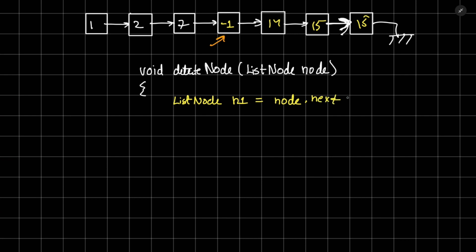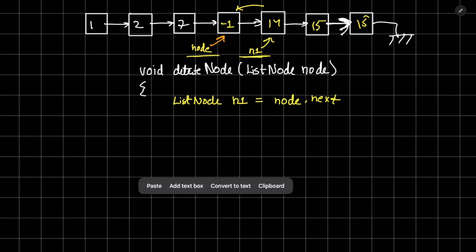Okay, so what we have here is that our node is now here, and we have an n1 node which points to this 14. So now what we have to do is, to delete this one, we just have to copy the value from n1 to node. So we will do that, but it is to be done in a while loop because we have to do it for all nodes. Okay, so let's make a loop here.